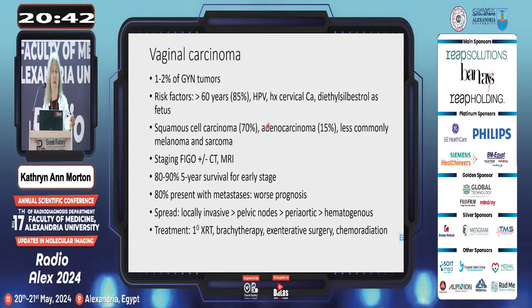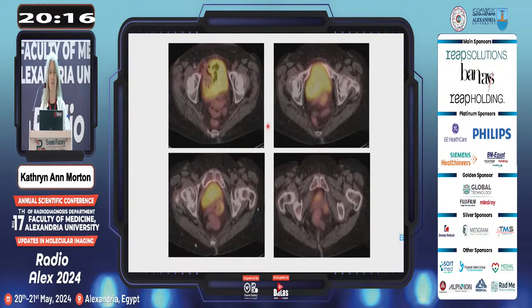There's about an 80 to 90% 5-year survival for early stage disease. 80% present with metastases and they have a worse prognosis. The spread tends to be locally invasive, then to pelvic nodes, periaortic nodes, and hematogenous spread. The treatment is primarily radiation, with exenterative surgery and chemoradiation for more advanced disease.